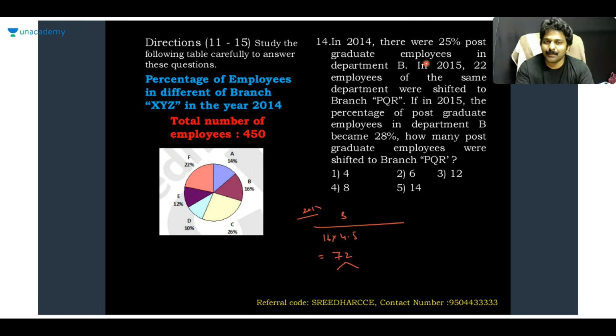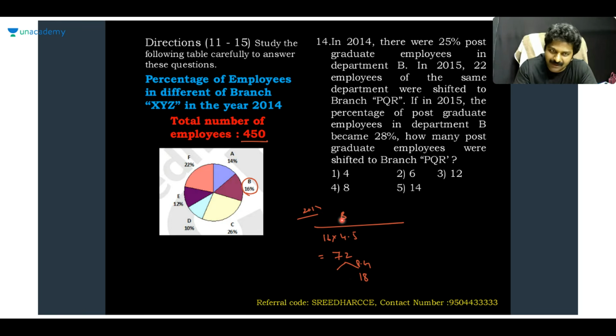Out of which, what is it that they are saying? 25% are postgraduates. So PG candidates are 25%, which is half and half. Otherwise, as total we have 16%, 25% is 4%. Calculate 4%. 1% is 4.5, double is 9. Again double, 18. So PG candidates are 18. Okay, keep it something like that.